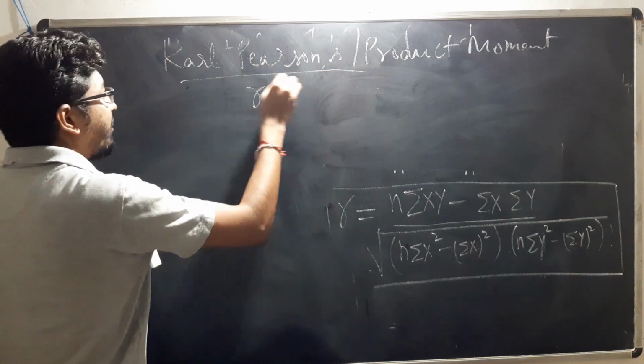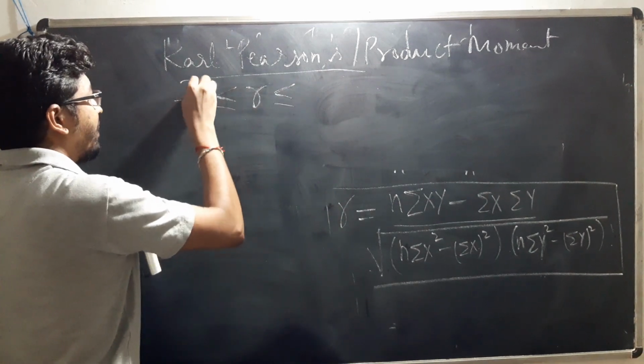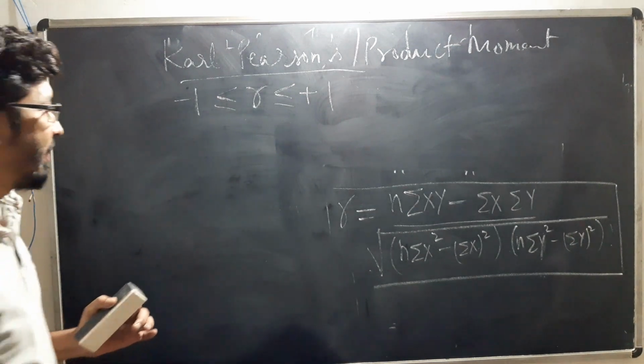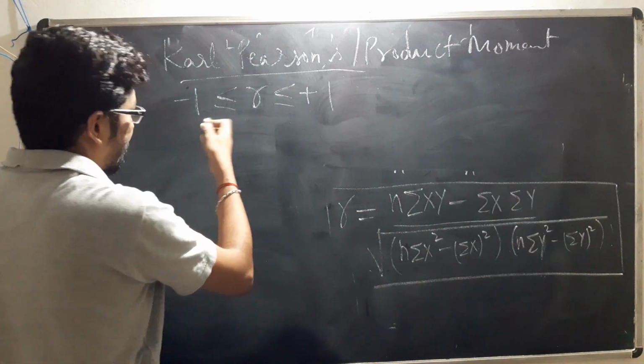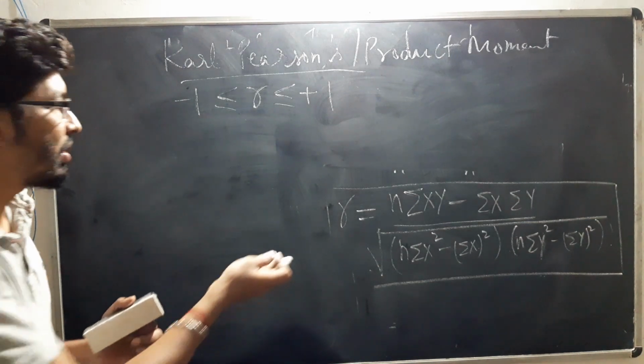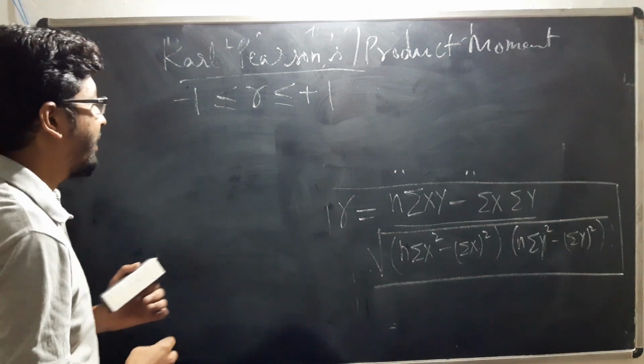Now this Karl Pearson correlation has some properties, and the first and foremost, as I already said, is that it always lies between -1 and +1. It can't be less than -1, it can't be more than +1. The special cases are R equals 0, no correlation, R equals +1, perfect positive, R equals -1, perfect negative.